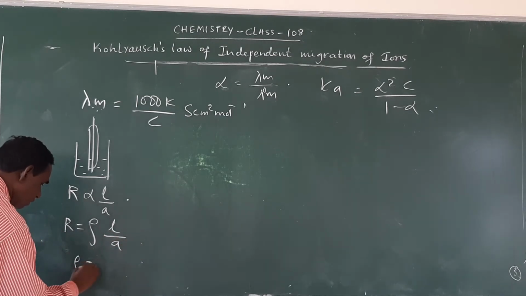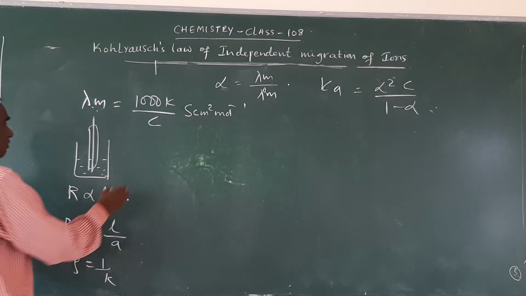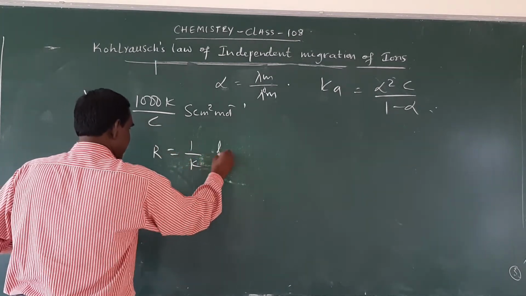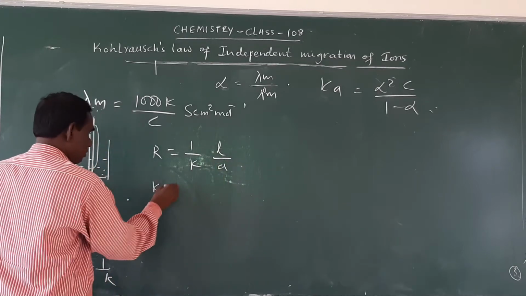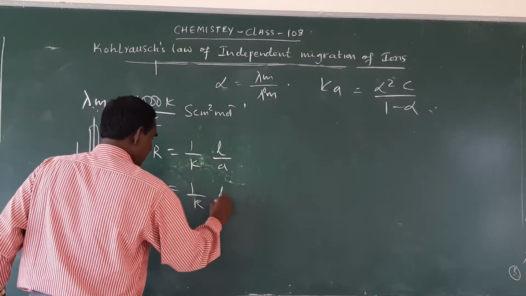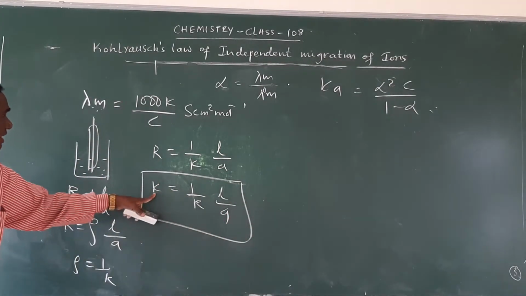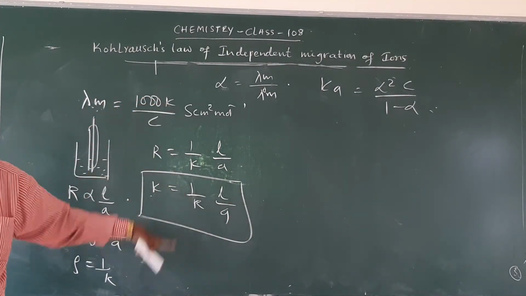Rho is equal to 1 by K. So therefore, R is equal to 1 by K into L by A, or K is equal to 1 by R into L by A. So this is how you can calculate K. If you know the K, you can calculate lambda like that.